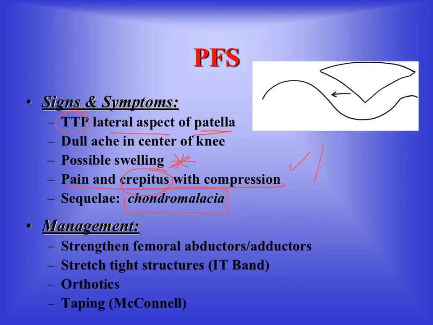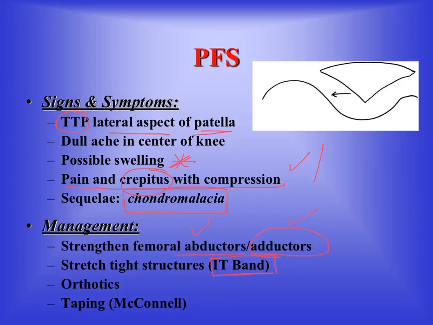So how do we manage patellofemoral syndrome? The biggest thing we need to do is figure out if the malalignment is caused by weak hip abductors, moving the hip out, or weak hip adductors, moving the hip towards the midline. If it's caused by weak hip abductors, then we need to strengthen the abductors. If it's caused by weak hip adductors, then we need to strengthen those as well. Another thing linked to patellofemoral syndrome is tight IT bands. So we really need to stretch those, maybe even do some deep tissue.